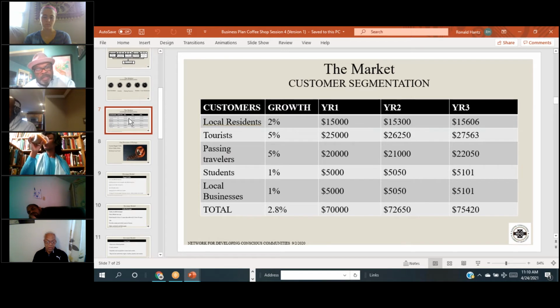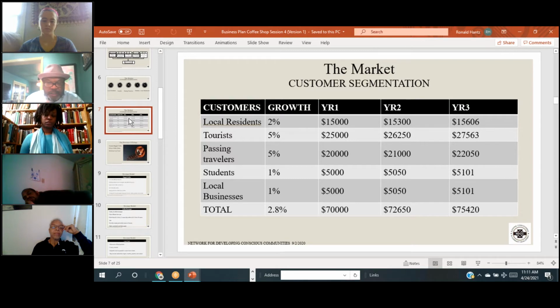So the question here, if you look at the customer base, you see the first line of local residents, they want to grow at 2%. So year one, 2% growth with getting new local residents to support the business would translate for them into $15,000 of annual income per year. And if they keep on a 2% growth spurt for the next 3 years, they'll be up to over $15,600 over the 3-year period at a 2% growth rate.